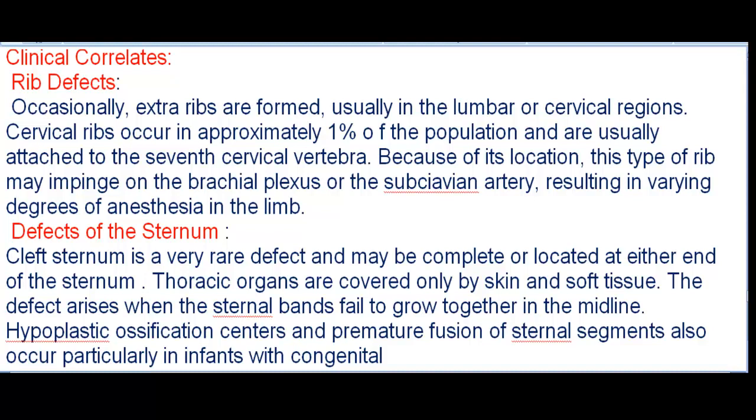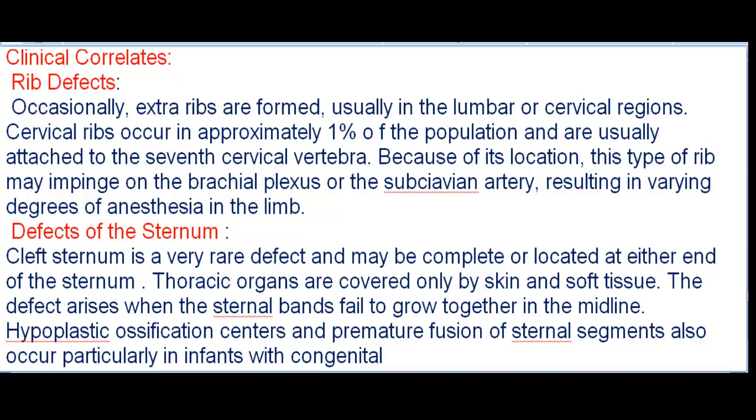Clinical correlates, rib defects. Occasionally, extra ribs are formed, usually in the lumbar or cervical regions. Cervical ribs occur in approximately 1% of the population and are usually attached to the 7th cervical vertebra. Because of its location, this type of rib may impinge on the brachial plexus or the subclavian artery, resulting in varying degrees of anesthesia in the limb. Defects of the sternum. Cleft sternum is a very rare defect and may be complete or located at either end of the sternum. Thoracic organs are covered only by skin and soft tissue.